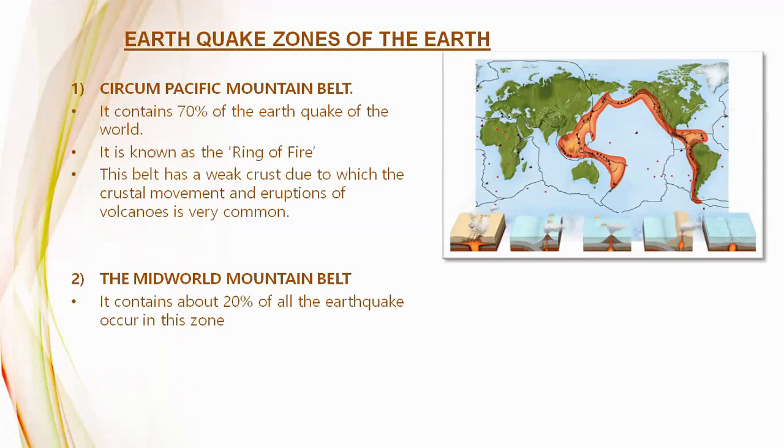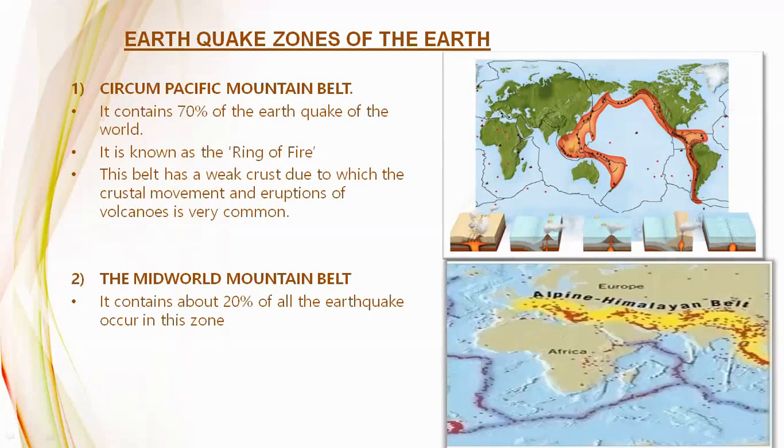It accounts for only about 20% of the earthquakes experienced on the earth's surface. Here is your mid-world mountain belt. It runs along the Alps, the mountains of the Mediterranean, Asia Minor, and the Himalayas to East India. If you look carefully, you will see it extends from the Alps of the Mediterranean to the Himalayas. So these are the regions where the mid-world mountain belt exists.